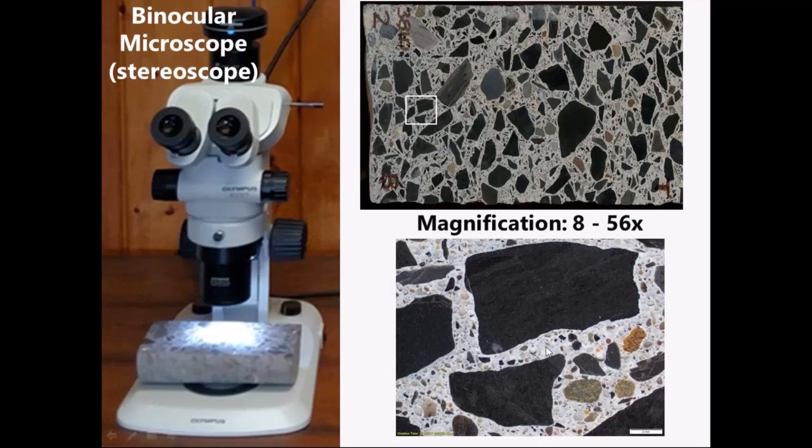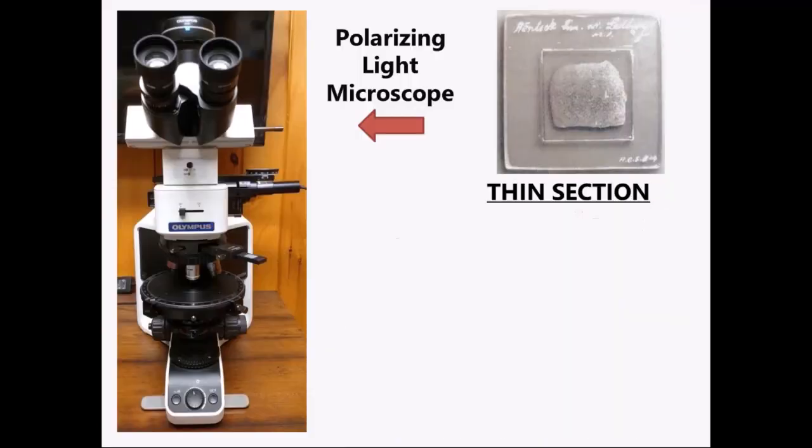Details within the paste, again, a lot of the air voids, and even details within the aggregates themselves. The binocular microscope can magnify objects up to about 56 times, so it's definitely valuable, but we need to see even more when we do our petrographic analysis. So to do that, we utilize the polarizing light microscope. That's this guy. This is the bigger, badder, and more expensive version of the stereoscope you just saw.